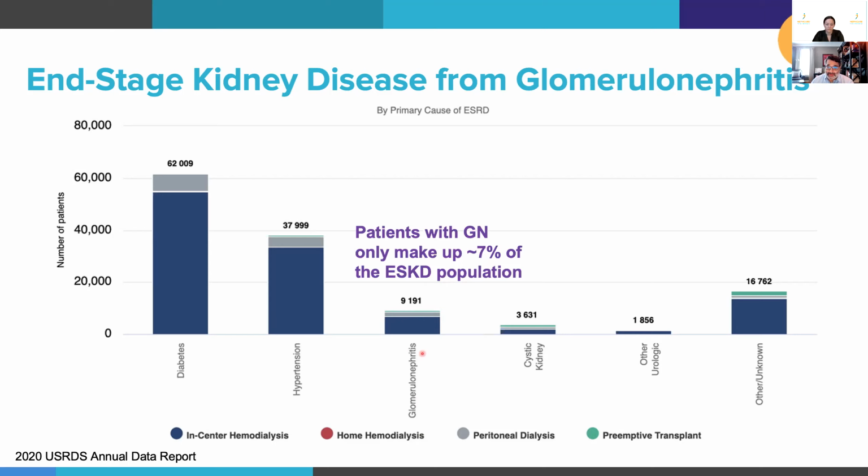So you can imagine when we subdivide that down into even smaller groups, it becomes really hard to learn a lot of things specific to each of those populations because there aren't that many patients, which is a challenge with any rare disease.